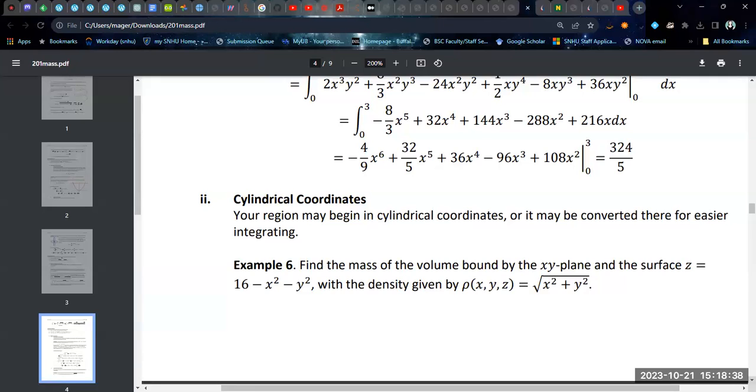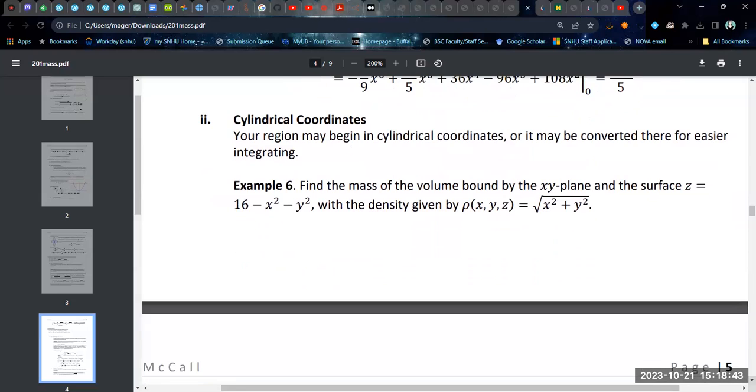Now let's look at a similar example for cylindrical coordinates. Now cylindrical coordinates, recall, is essentially x and y get converted to polar, and then we have z as our third dimension. In this case, we're going to find the mass of a volume bounded by the xy plane and the surface of this upside down paraboloid 16 minus x squared minus y squared. And the density function is going to be given by this thing that looks like a cone, but when we convert to cylindrical, will just be r.